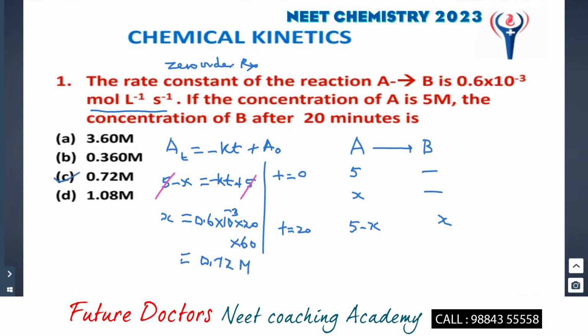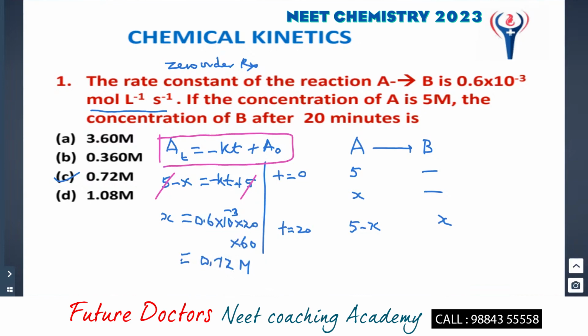Understood? Are you following? So first of all, you should know what kind of reaction. This is a zero order reaction. From the unit only we can identify. Understood? So initially it's 5 moles. Number of moles reacted, I consider X. Then after time 20 minutes, it will be 5 minus X. Then this is the formula. Just remember this is the formula.